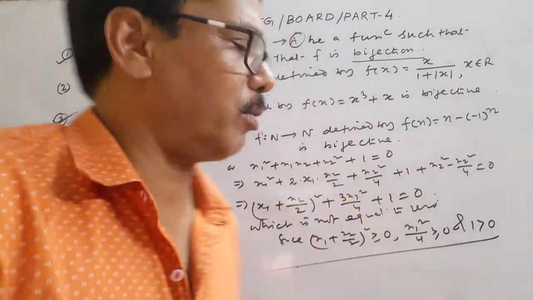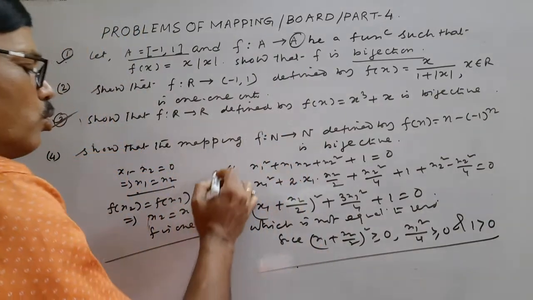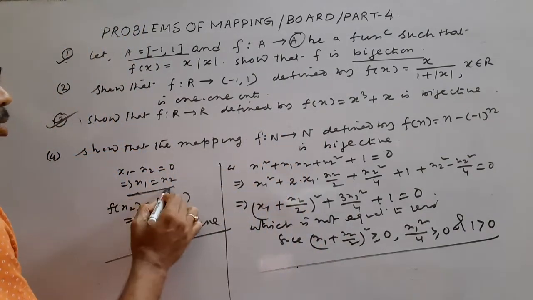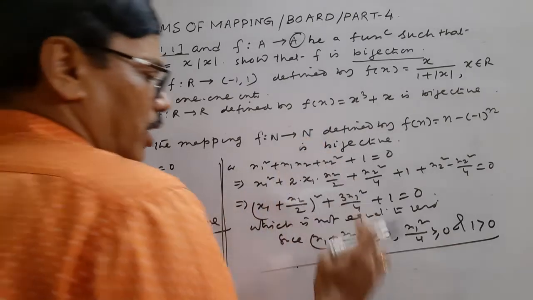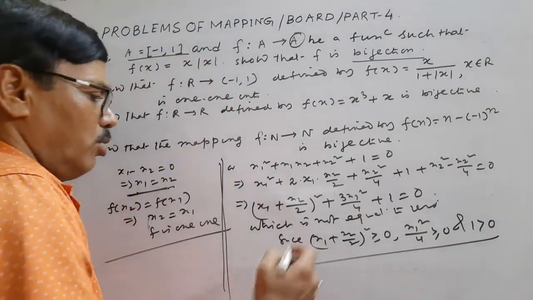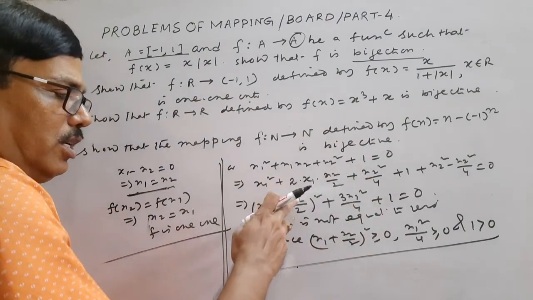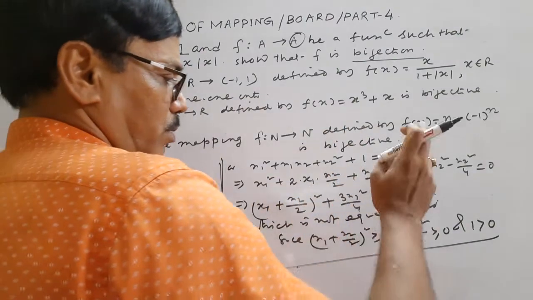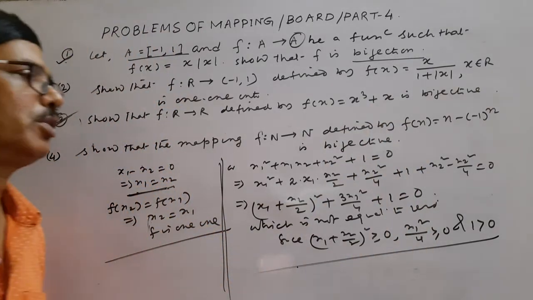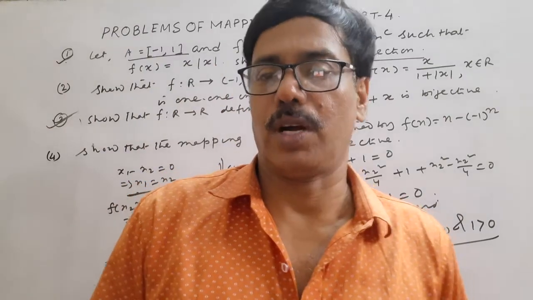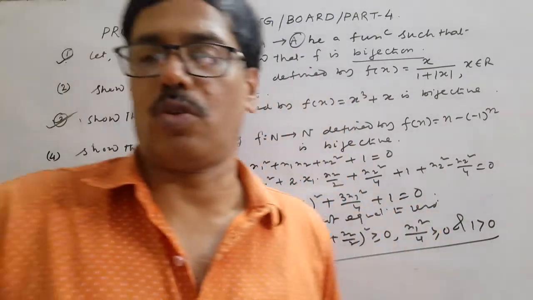So listen, we have already discussed this one. We are getting two options. So to make it one-one, x1 equals x2. So this option is possible and the other one is not possible. This is the reason why it is not possible: it is positive, positive, positive, so it cannot be 0. So this is the first part, one-one. Now we prove that it is onto.